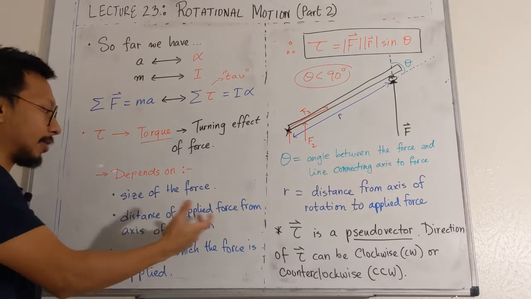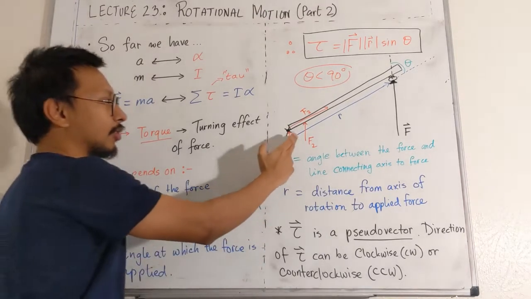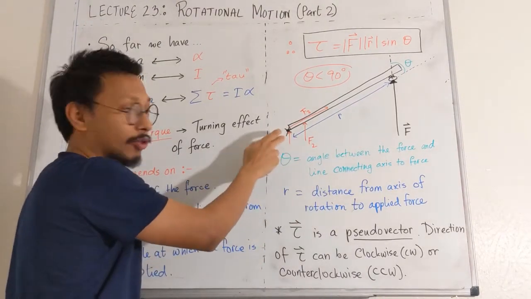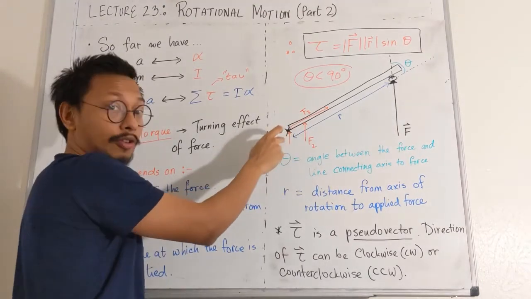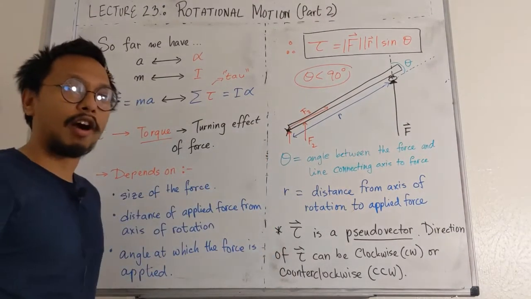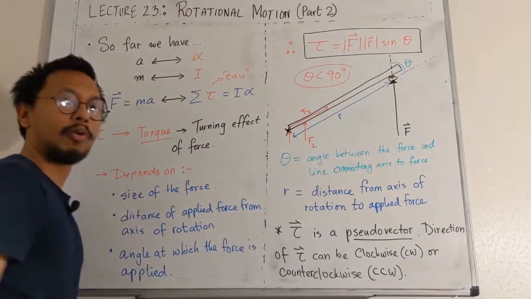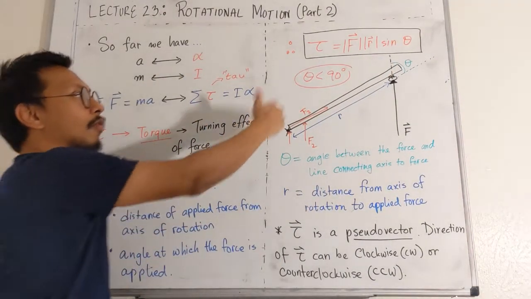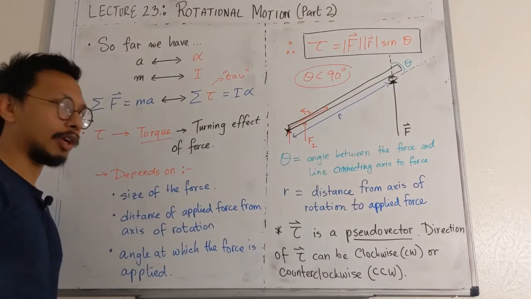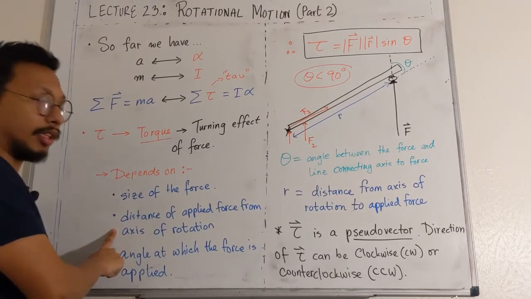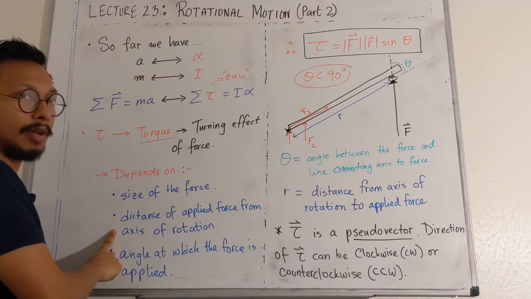Now, the distance of the applied force from the axis of rotation. If you try to open the door very close to the hinge by applying a force F2 very close to the hinge, it is very hard to open the door, right? So the farther away from the fixed axis you go and apply the force, the less force you have to apply to open the door, right? So that is how this is dependent on the distance of the applied force.